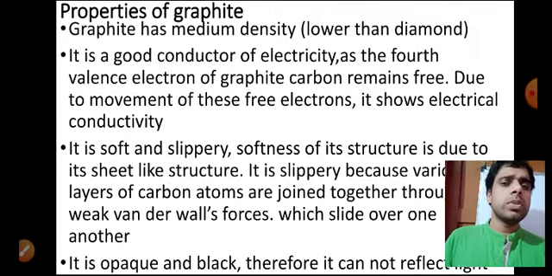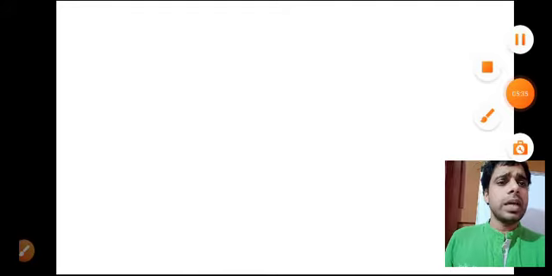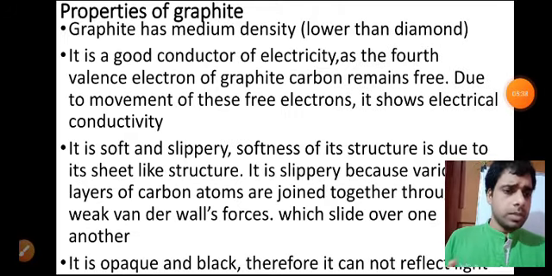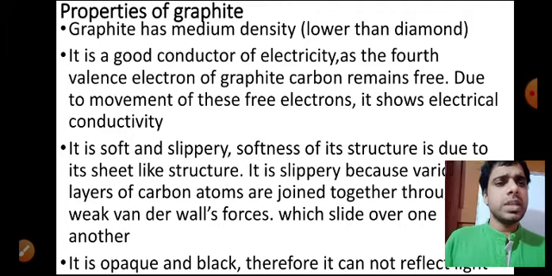Now the properties of graphite. Graphite has medium density, lower than diamond. Diamond has the compact structure, but graphite has a somewhat porous structure, so it has medium density, lower than diamond. It is a good conductor of electricity. The reason I have given: the fourth electron is free to move here and there, so we can say it can conduct electricity.